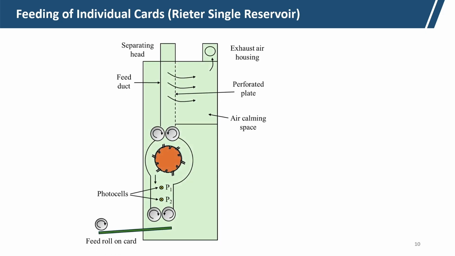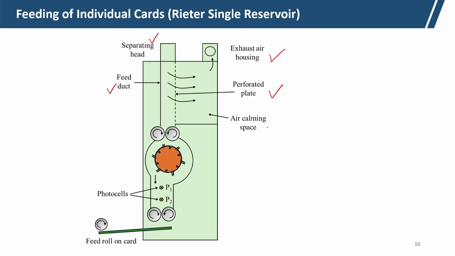Now, feeding of individual cards, the Ritter single reservoir. This will be the feeding of single, individual cards. You can see the separating head, feed duct, exhaust air housing, and perforated plate. Here there is no cage, there is a perforated plate.